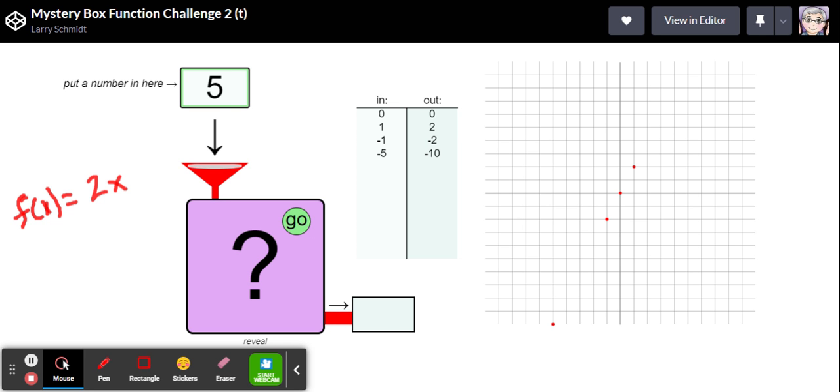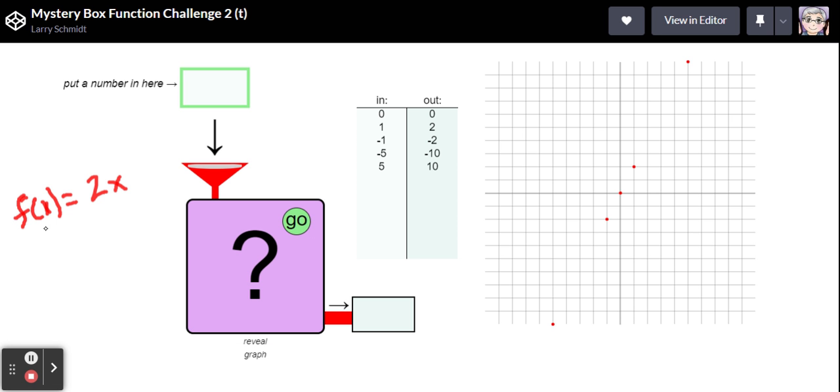If we put in a +5, we should get a +10 if we're right about the 2x. And we do get a +10 there. So at this point, I am pretty confident that we've got it. F of x equals 2x is what I'm going to say. I'm going to hit the reveal. Boom, we got it. F of x equals 2x.